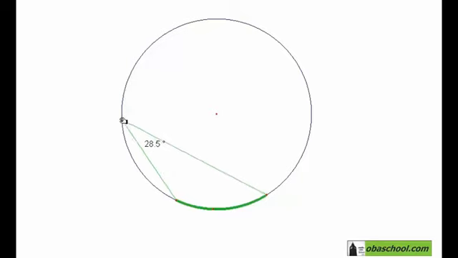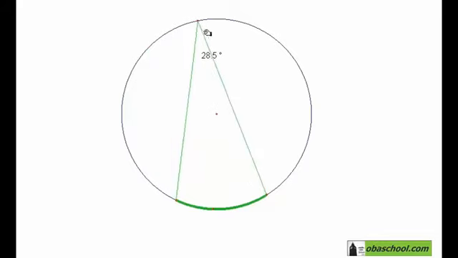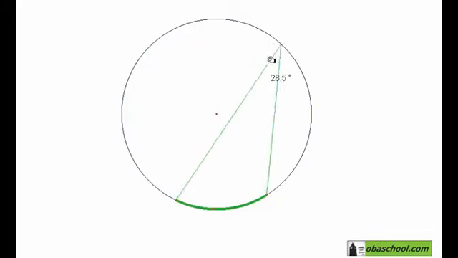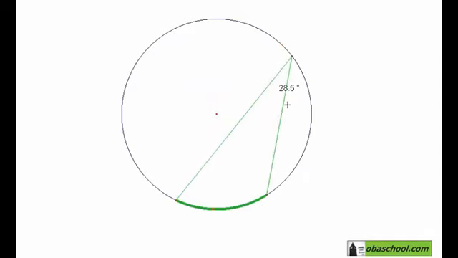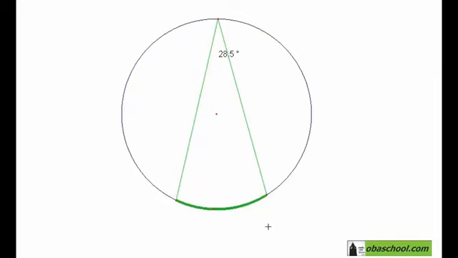Note that when this point is moved, the angle stays the same all the way around. Provided the angle stands on the same arc, it is always the same as we move it around the major arc. Note the major arc here is in blue.